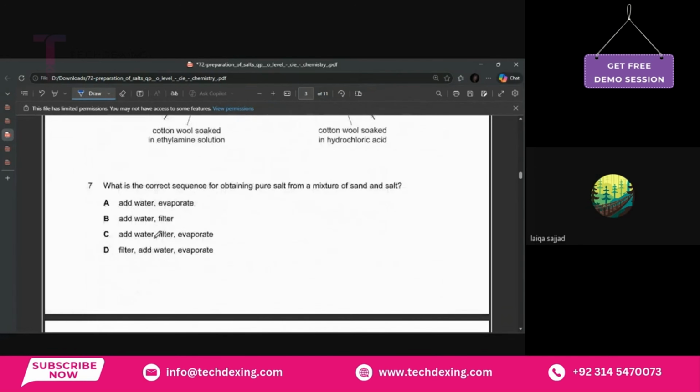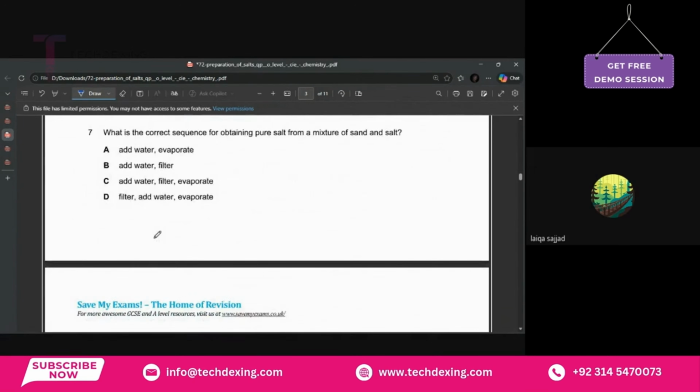So, what is the correct sequence for obtaining the pure salt from a mixture of sand and salt? How can we obtain the pure salt? Yes, we add water, filter, and then evaporate it. Very good. So, it's option C.